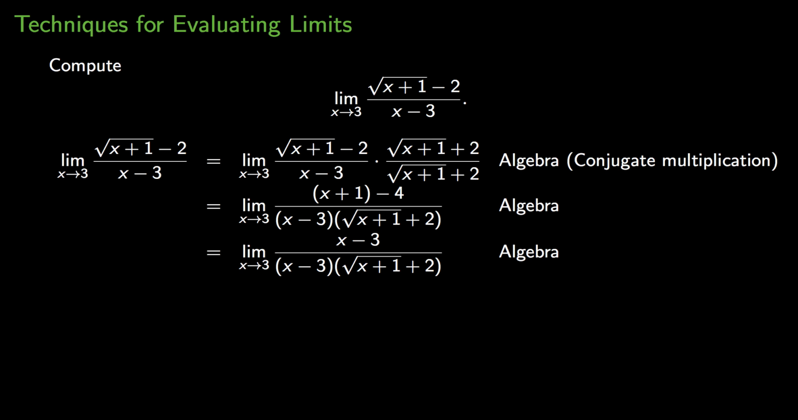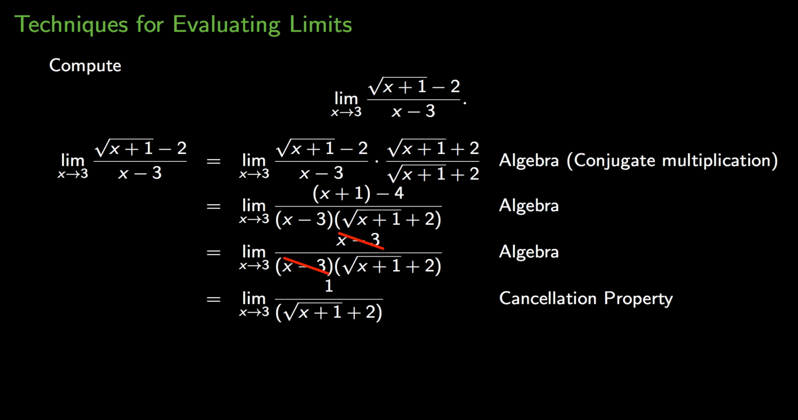Next, I'm going to do the obvious thing, and combine the x plus 1 and the minus 4. Now you can see that I have a rational expression where there's a factor in common on top and bottom, so I'm going to use my handy cancellation property. I'm doing a limit, therefore I'm allowed to cancel the x minus 3's. And this is what I have left: 1 over radical x plus 1 plus 2.